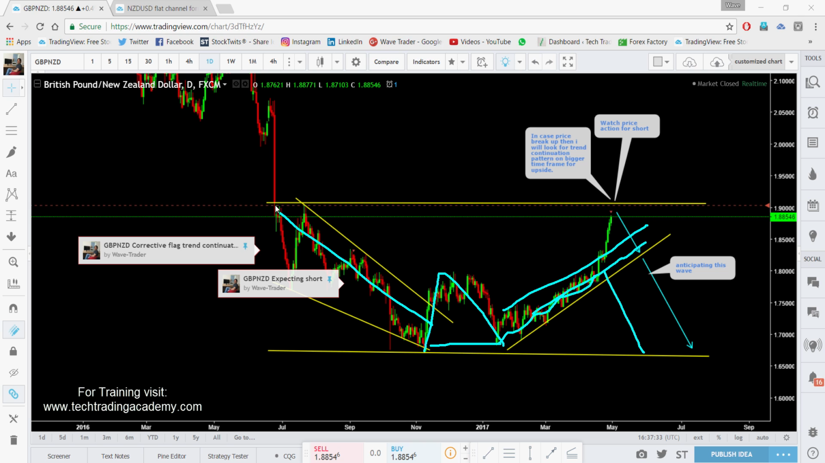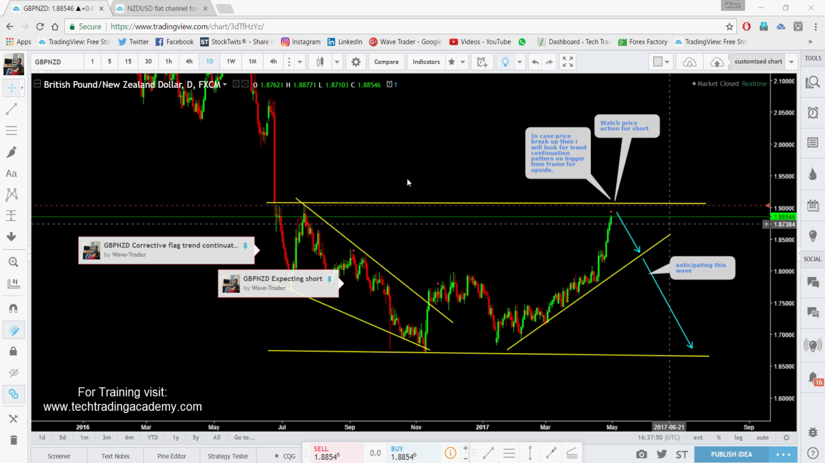Alright, now testing that area. For New Zealand, testing that area. We're gonna pay attention at that area. Currently it is bullish, so it can further push up, quite similar to Pound Aussie dollar. Alright, so we're gonna look for this wave, this big wave to the downside.